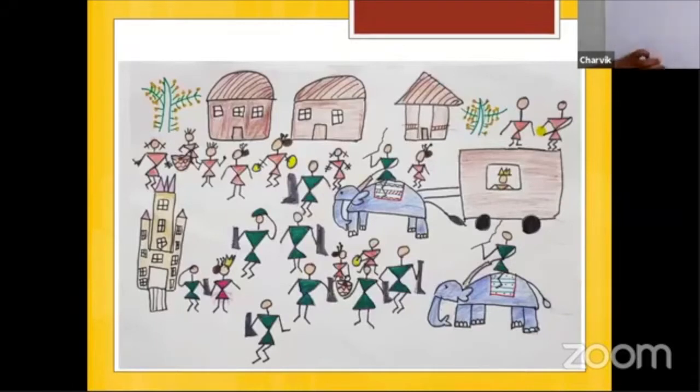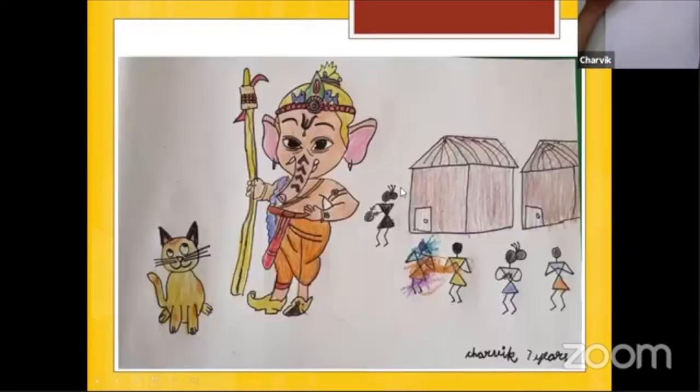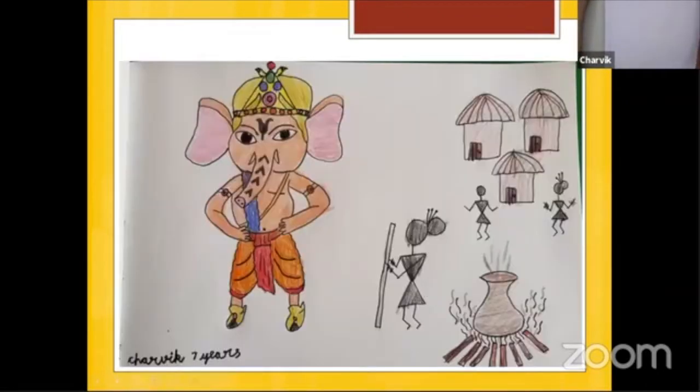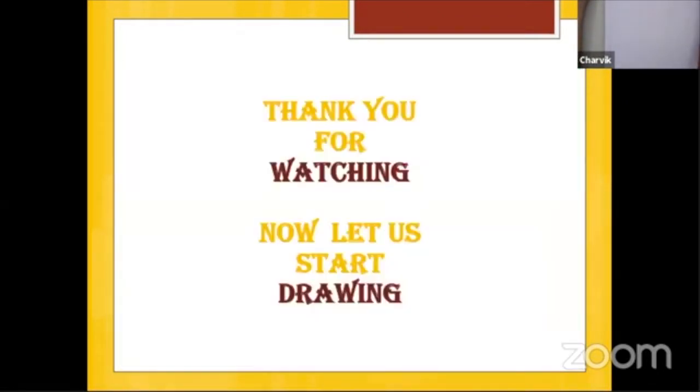The king and his soldiers are coming back from the war. The queen is waiting for the king to come back, and everyone is giving food to them. This is for the story illusion in ABCs. And this one my brother scribbled actually. Yeah, this is also for the story illusion in ABC. Thank you for watching. Now let us start drawing.